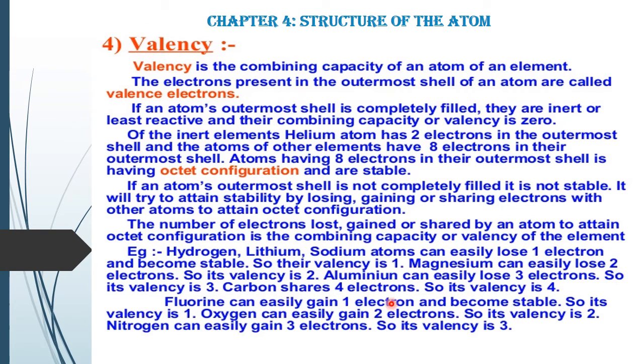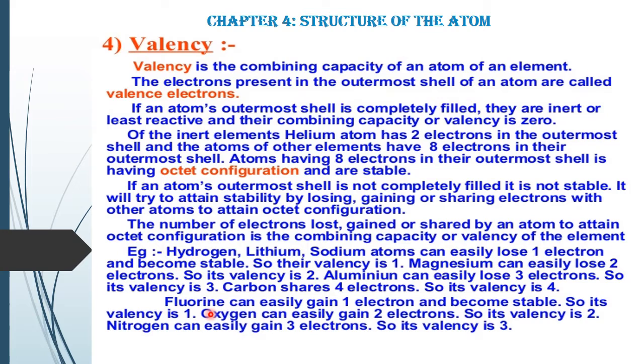Fluorine can easily gain electrons. Number of electrons in fluorine is 2, 7, 9 electrons are there. So the second shell has 7 electrons. Instead of giving 7 electrons, it gains 1 electron and becomes stable. So the valency is 1.